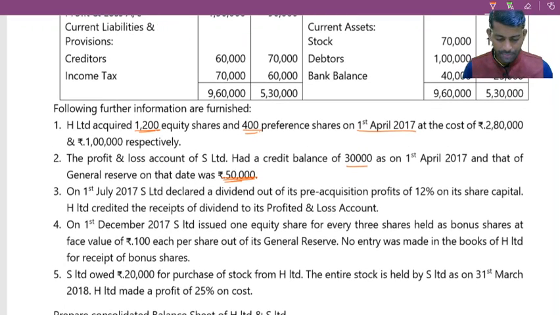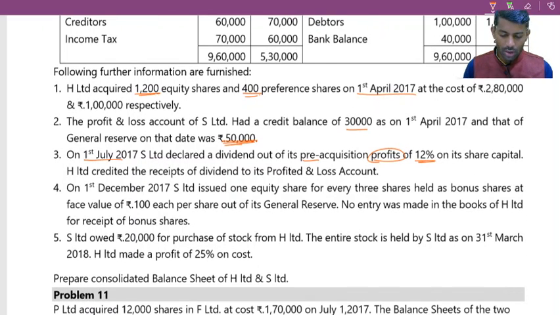Let us see. Now we acquired in April. On 1st July 2017, S Limited declared a dividend out of its pre-acquisition profit, that means out of P&L profit, at 12% on its share capital. H Limited credited the receipt of dividend to its profit and loss account. Therefore, in this problem, pre-acquisition dividend wrongly credited to P&L adjustment is there. That we have to do.